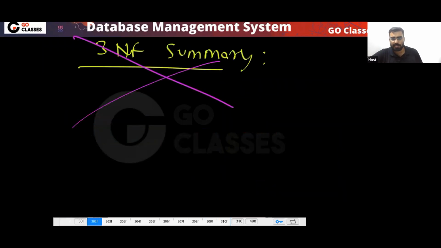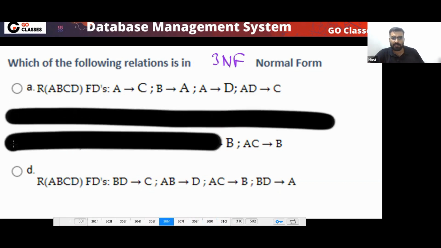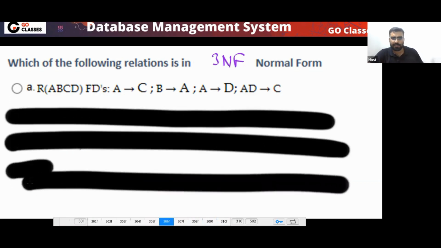Okay, next. Now let's see this question. Tell me which is in 3NF, which is in third normal form. Let's check it out. Let's see the first one. Is this in 3NF? First you find what the candidate keys are.